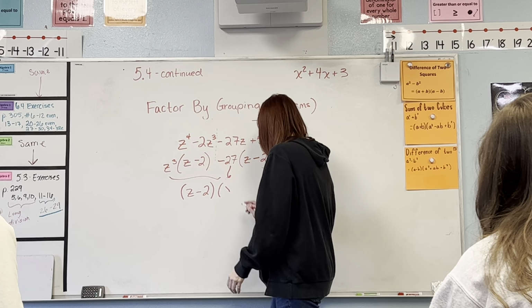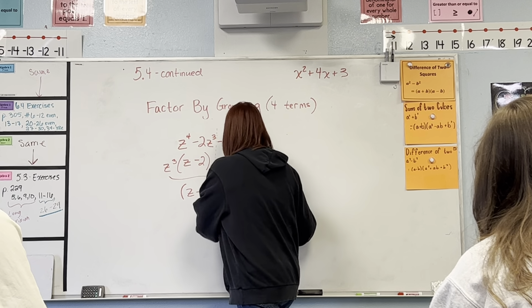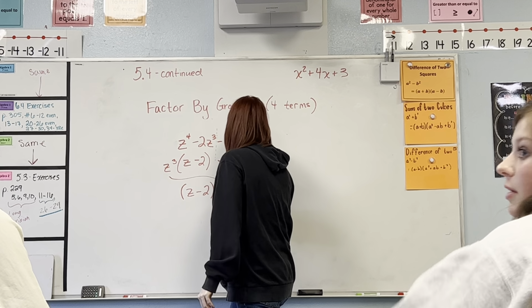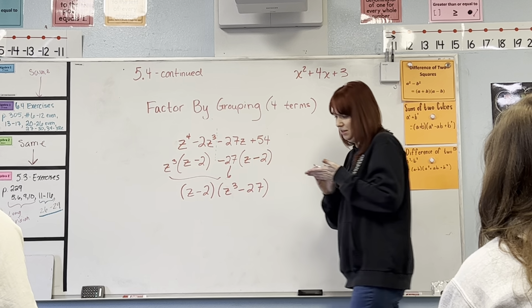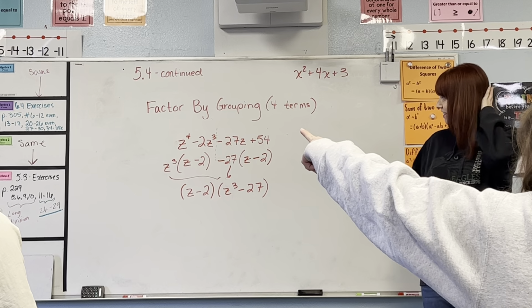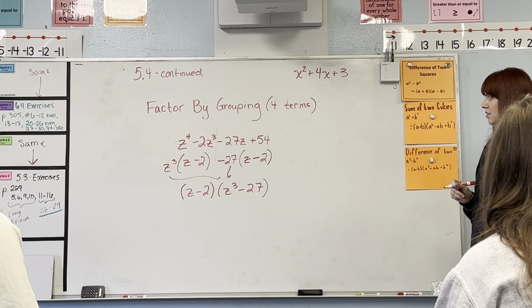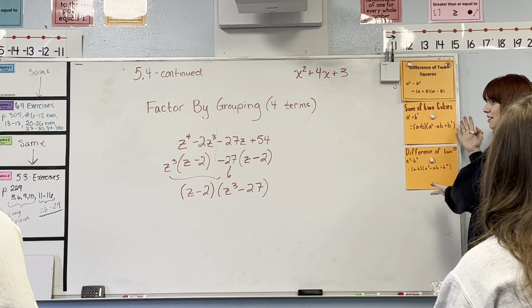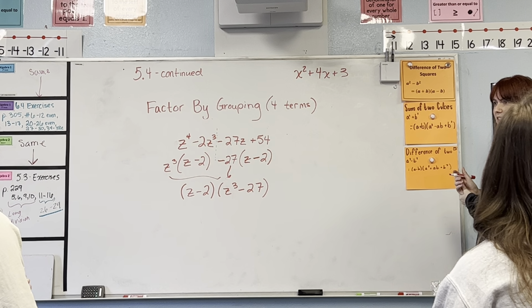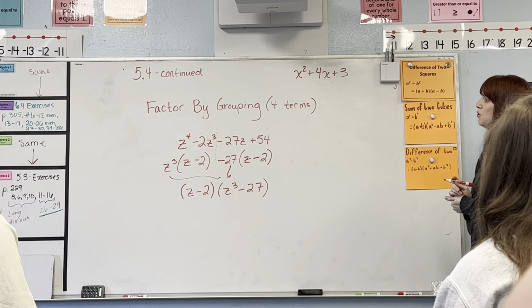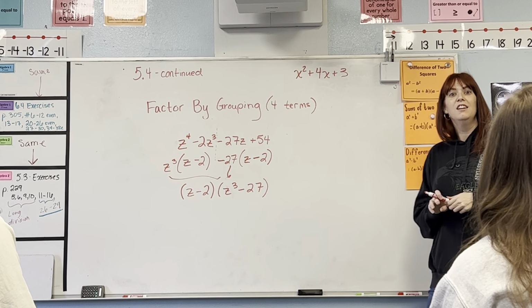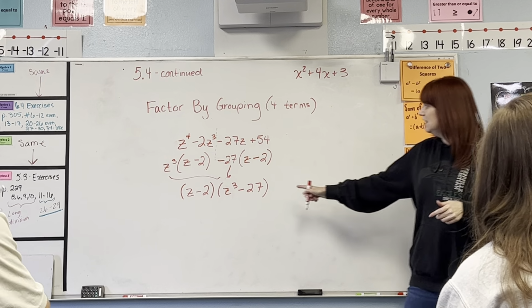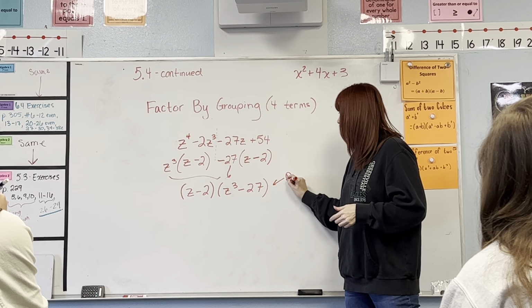Can you do 27 cubed? Well, yeah. What do you notice? What do you see, a special pattern? I see a cube. It's the difference of two cubes. Yeah, so this is not yet factored completely. We're only halfway there. So this is the difference of two cubes pattern.